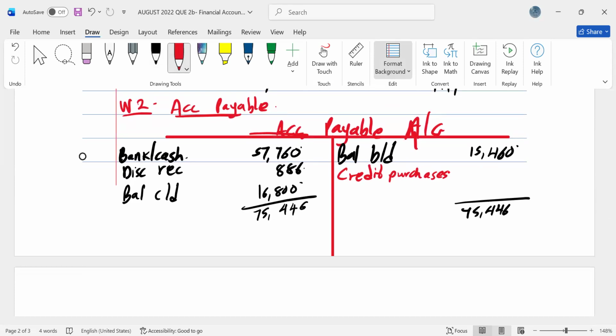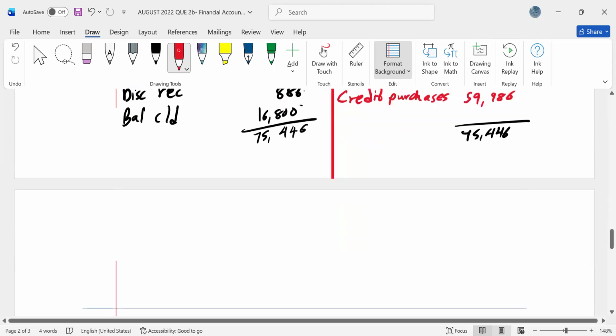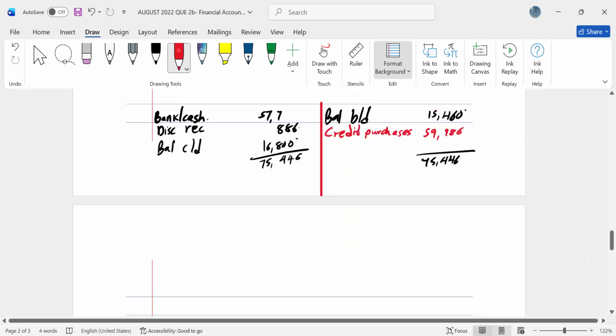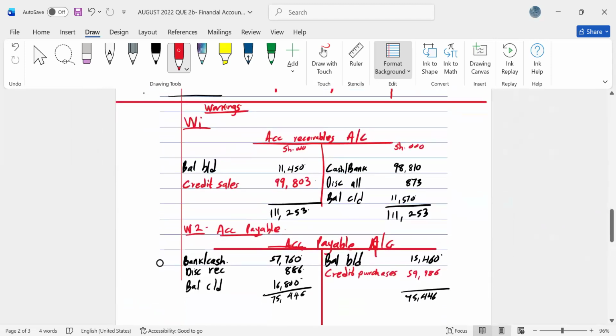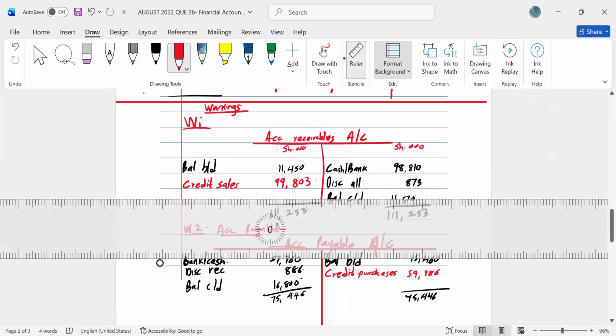Our credit purchases are how much? You simply take your answer minus 15,460, so that you get 59,986. Are you getting that? 59,986. Are we together up to that point? I want to believe that is what you're getting. Those are the workings.